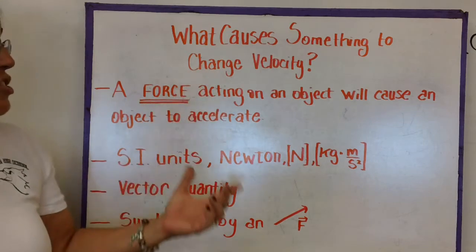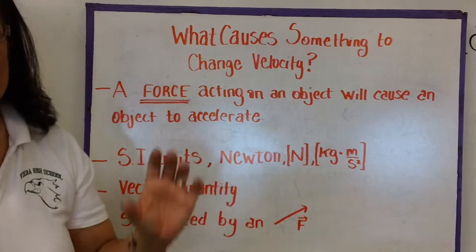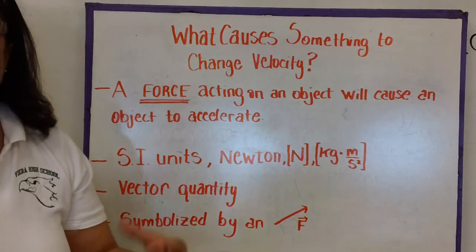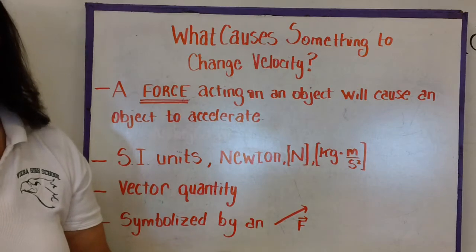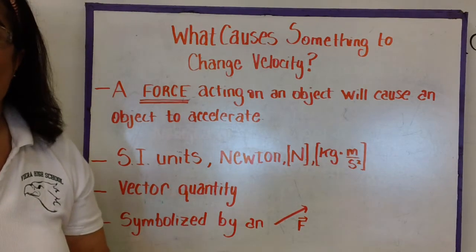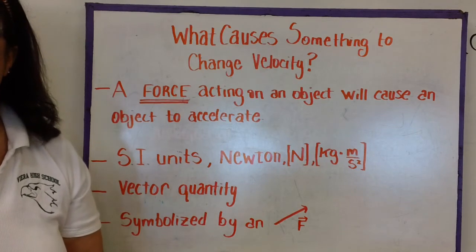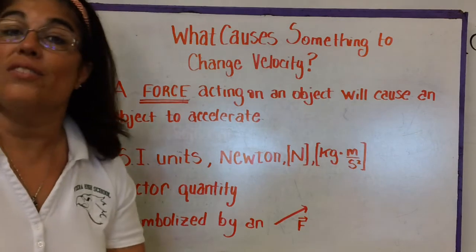Okay, well, what is a change in velocity? That's an acceleration. So we know that whenever we have a change in velocity, we're going to have some sort of acceleration or a negative acceleration. So the object is going to speed up or slow down, and what causes it to speed up or slow down is going to be a force. And that's what this chapter is going to be based on: forces.